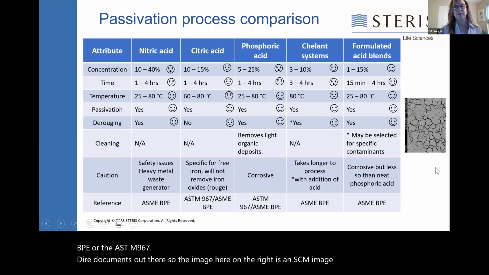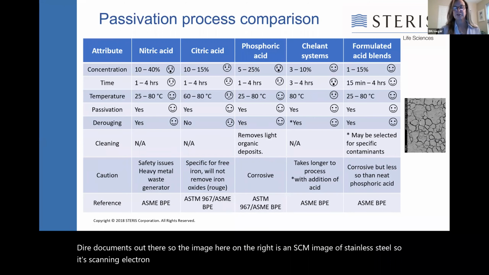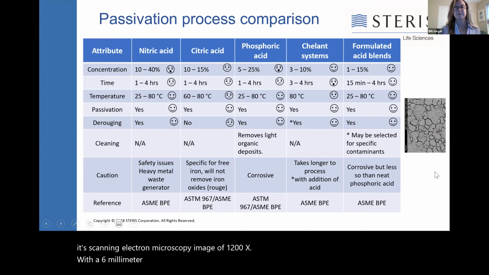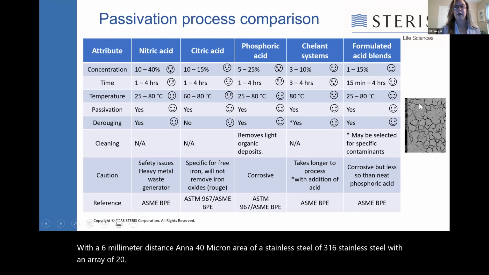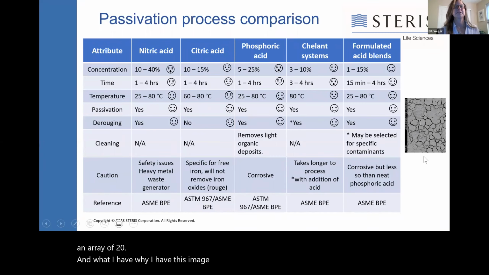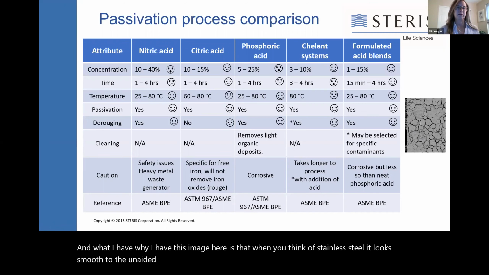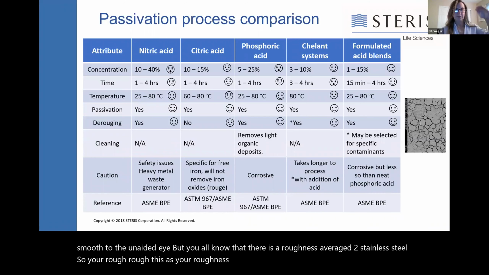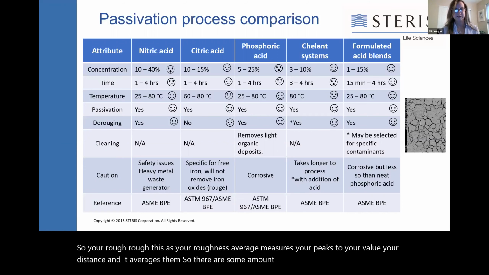It's a scanning electron microscopy image at 1200X with a 6 millimeter distance and a 40 micron area of 316 stainless steel with an Ra of 20. Why I have this image here is that stainless steel looks smooth to the unaided eye. But you all know that there is a roughness average to stainless steel. Your roughness average measures your peaks to your valleys, your distance, and averages them. So there's some amount of grit to every stainless steel surface.